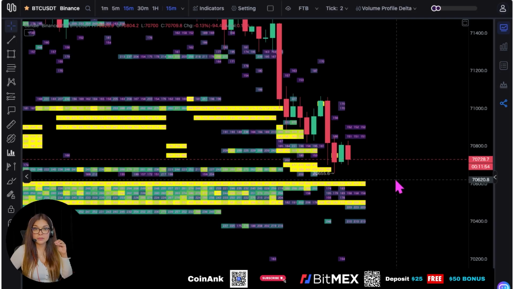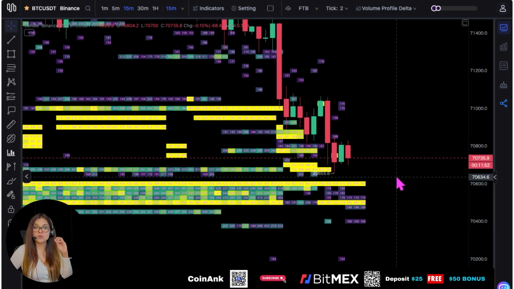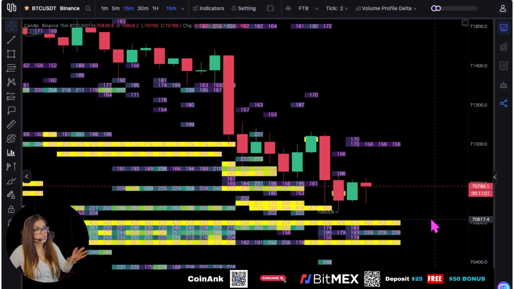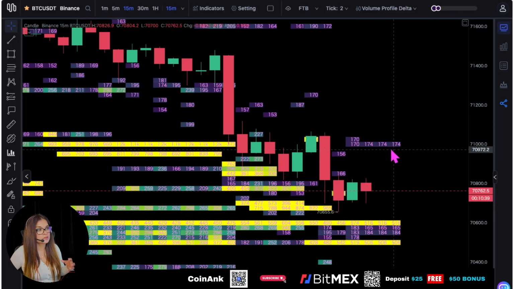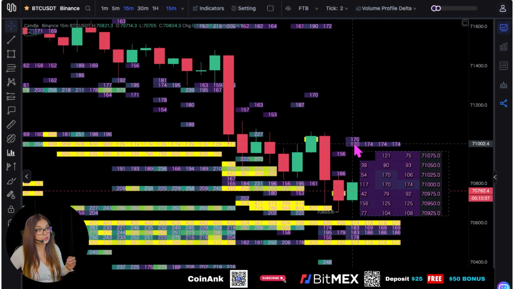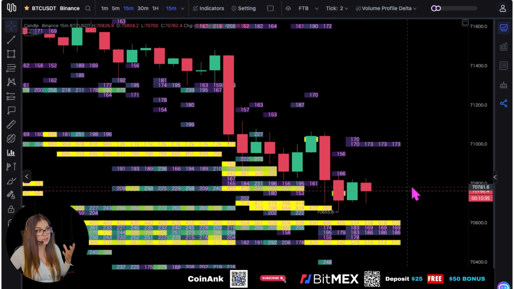Another thing I'd like to talk about is spoofing. So what is spoofing? Well, spoofing is when the wall isn't real. Now that I've zoomed in, watch for walls appearing and disappearing. Sometimes you'll see big walls show up, and when price gets close to it, they'll pull the limit orders, and that is called spoofing. So if you watch just in this area, you'll see a lot of new walls come up and get pulled, come up and get pulled.